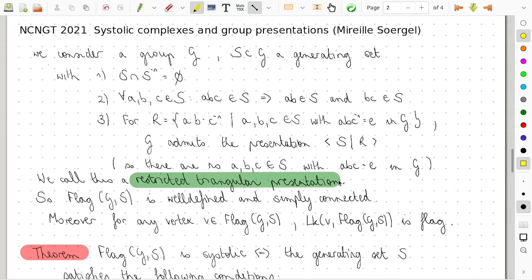Because of the first condition, the flag complex is well defined, and because of the third condition, the flag complex is simply connected. Moreover, since we are in a flag complex, the link of any vertex is flag. So this flag complex will be systolic if and only if the link of any vertex is 6-large. In this setting, we can make the following statement.